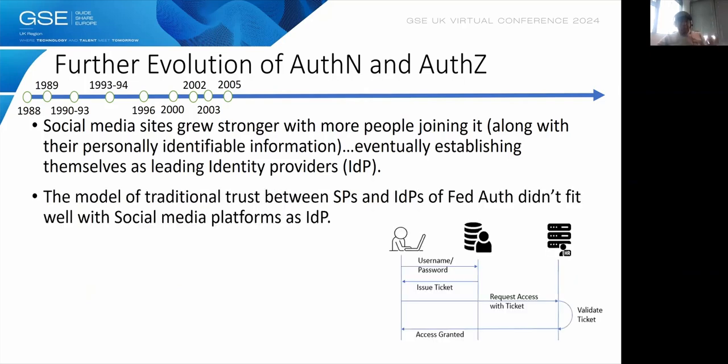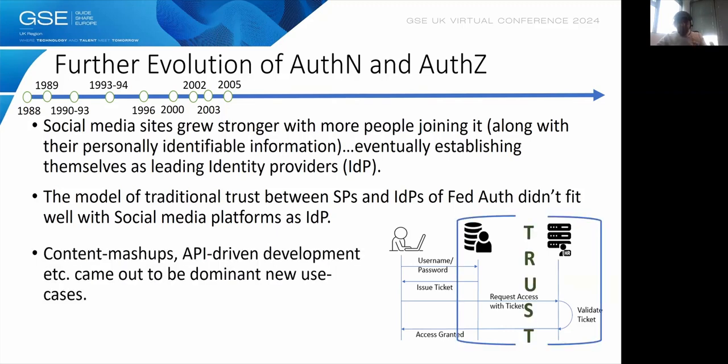And that's where the traditional model of federated authentication, where service providers trust the identity provider and the identity provider trusts the service provider, because if you remember, the identity provider is issuing the ticket and the service provider trusts that ticket is valid. That kind of model didn't fit well with social media platforms as IDP.